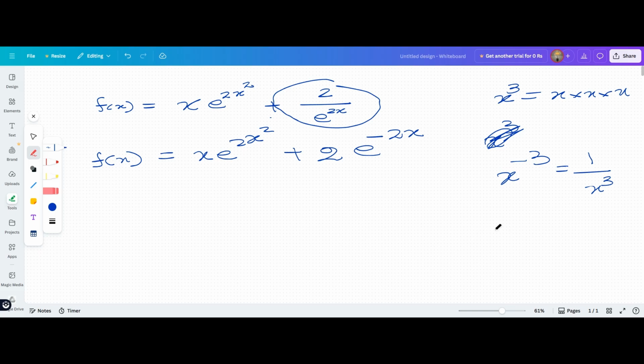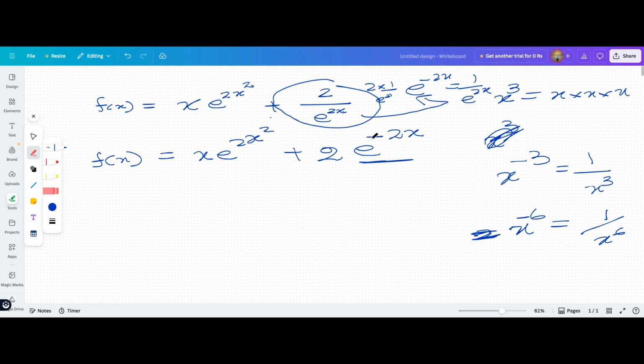For example, x to the power minus 6 means 1 over x to the power 6. So that is the meaning. Like e to the power minus 2x means 1 over e to the power 2x. You see here, 2 into 1 over e to the power 2x. It is like this. So we have written like this.